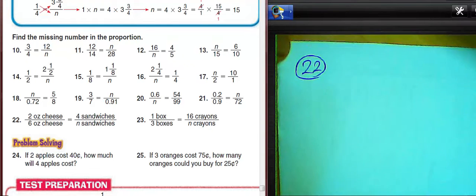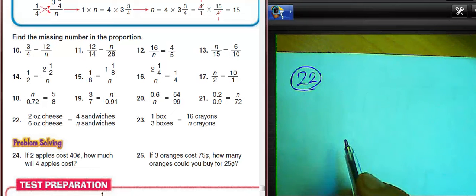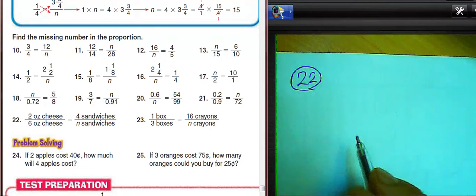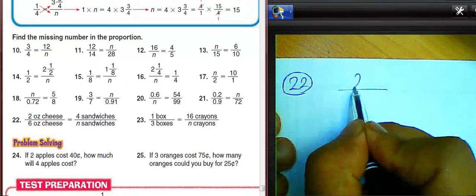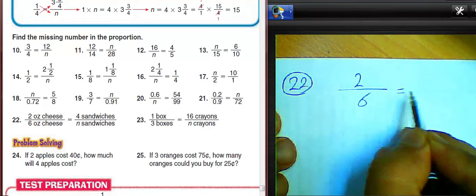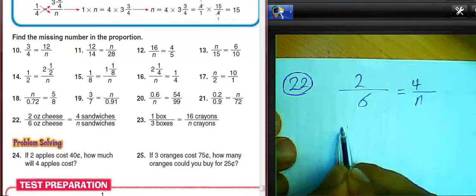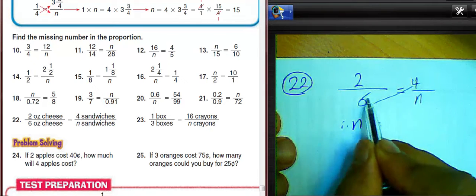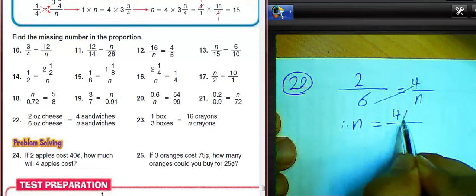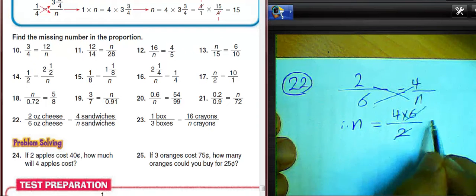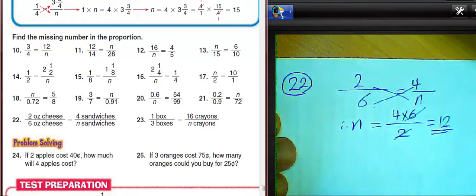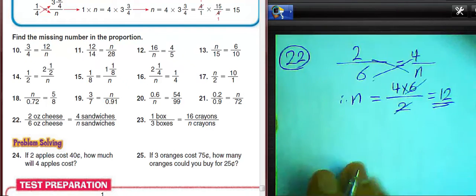Question 22. 2 with cheese over 6 with cheese equal 4 sandwich over n sandwich. We can write 2 over 6 equal 4 over n. Then n equal 4 multiply 6 over 2. 6 divided by 2 equal 3. 3 times 4 equal 12. Question 23.